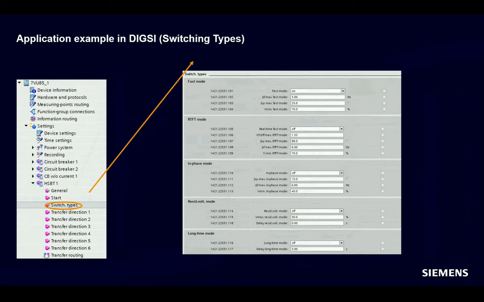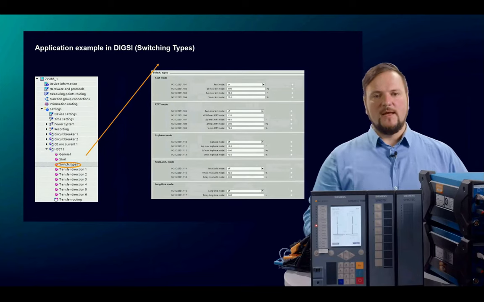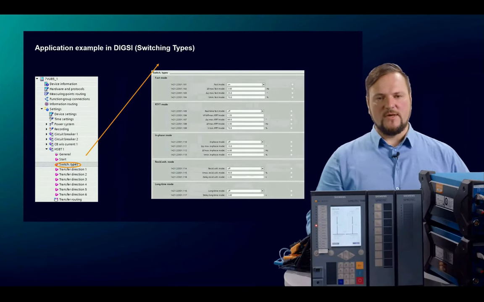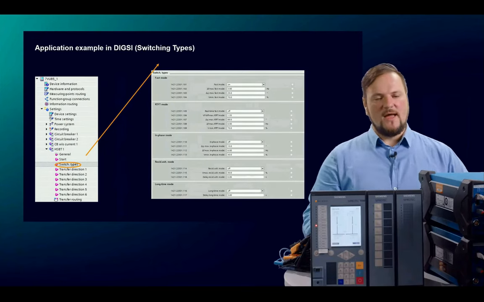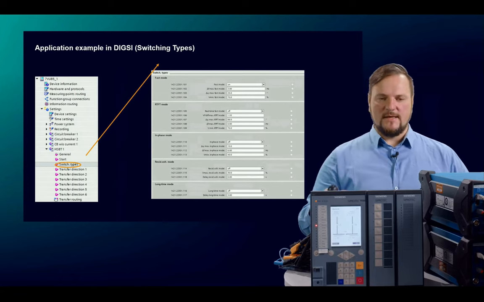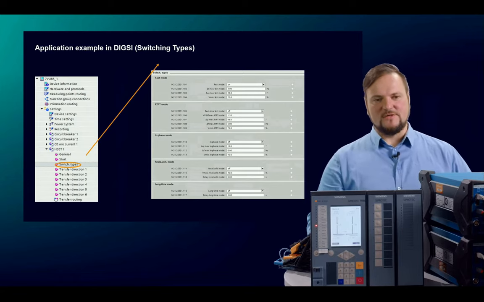On the next slide, we see the application example for the switching types. So the switching types are the switching type modes for the fast mode, real-time fast mode, in-phase mode, residual voltage mode, and long-time mode. And each switching type can be set separately and all stages can be activated separately, like a simple overcurrent stage.